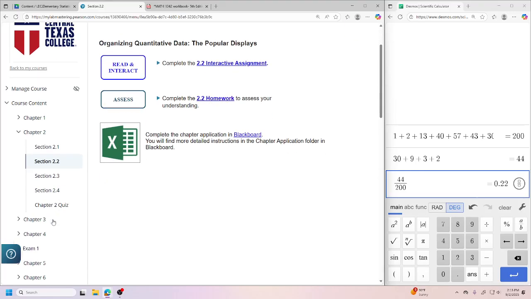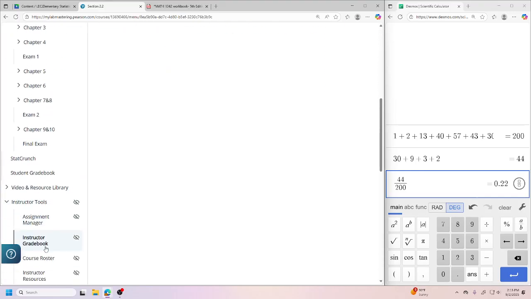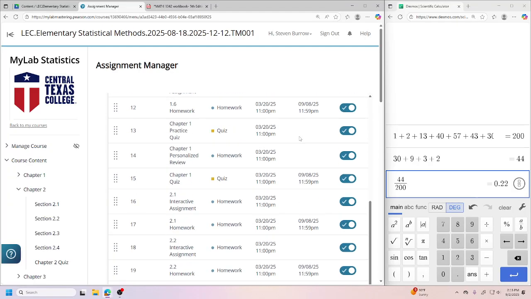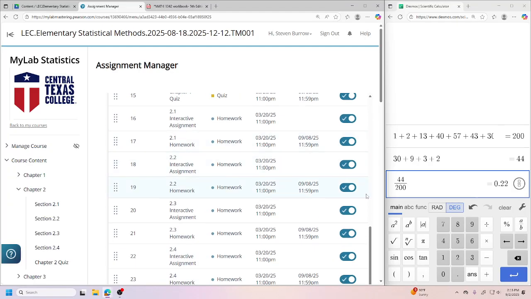So I'm going to start up the homework 2.2, and I actually have to click somewhere else to get to it, so hang out with me for a second while I do that. 2.2 homework.